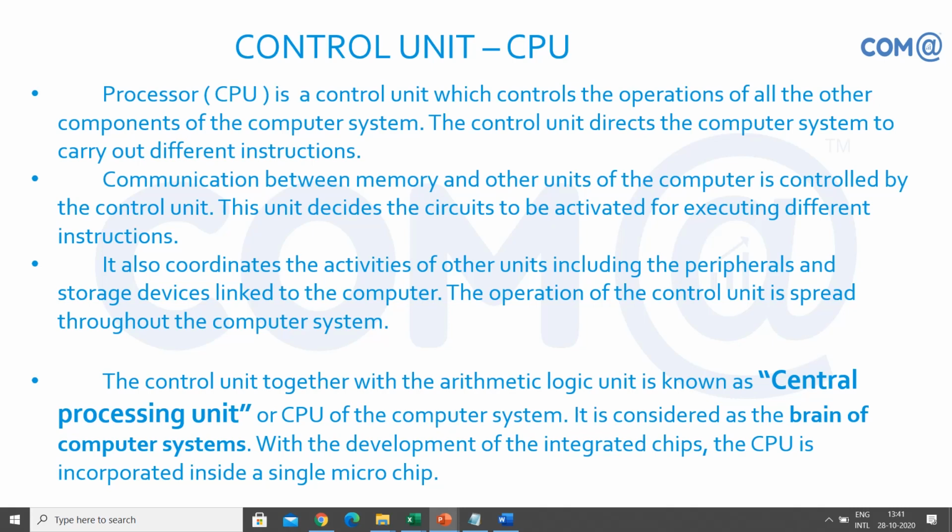It has communication between memory and the other units of the computer, and the unit decides the circuits to be activated for executing different instructions. It is also coordinating with other units. So in a computer, you'll have different controllers. For controlling input and output, you'll have a separate controller. For controlling sounds, you'll have a sound controller. For network, you'll have a network controller. So as a single processor, the CPU communicates with all the other controllers and ensures that it is processing all the requests and giving the output. It works based on priority, request handling and other factors, and based on that priority, it will process the request and give the output.